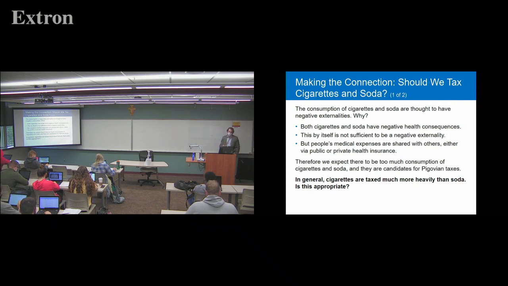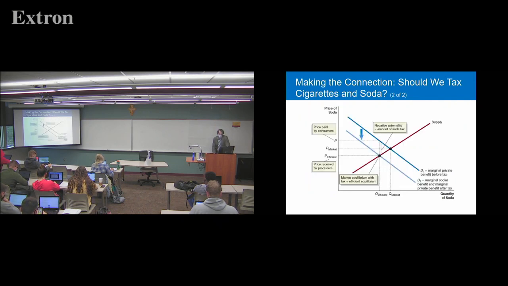So we're going to expect there to be too much consumption of cigarettes and soda relative to what the efficient level would be if people were forced to bear the entire cost of consumption of those goods. So we expect that cigarettes and soda are good candidates for sin taxes. These are cases where if we increase the cost, we're going to decrease the consumption of these two goods, moving them more in line with what the efficient level of consumption would be. In general, cigarettes are taxed more heavily than soda. There are much higher taxes on packets of cigarettes than there are on 2 liters of soda. So they ask, is this appropriate? Let's explore that.